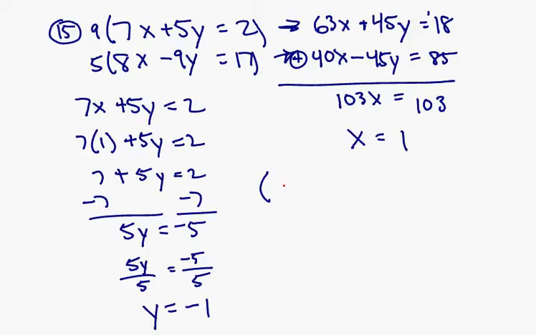So again, this is a consistent system. The point of intersection is going to be 1 comma negative 1, consistent. Done.